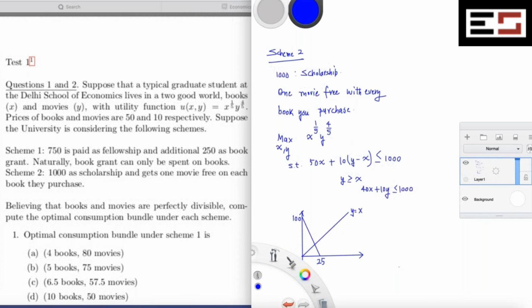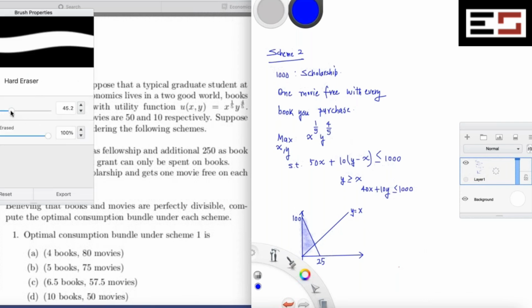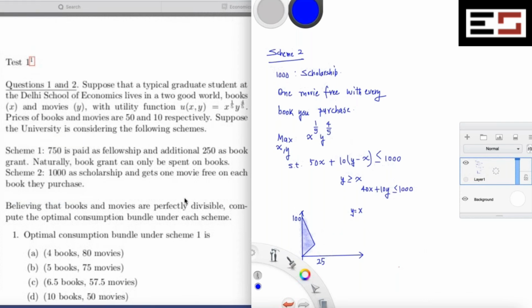So if you see, this is your budget constraint, and this is the second part of the constraint. It is basically the region enclosed by this triangle, because y greater than or equal to x will give you this region, and this will give you this region. So the intersection is basically this region. Okay, and I can erase the remaining.